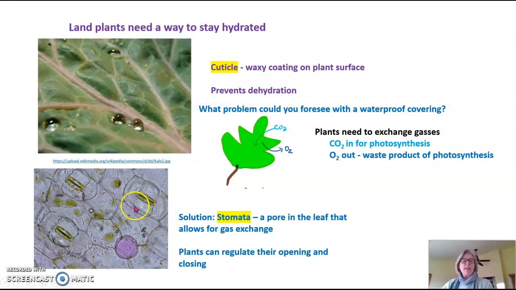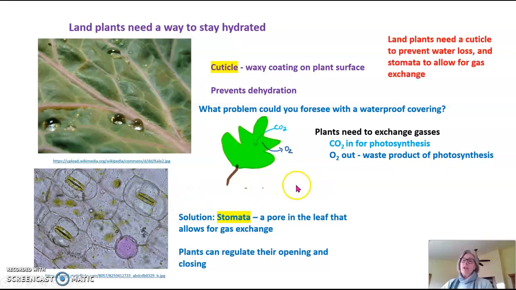And then you can see this additional structure that almost looks like a mouth. This is a stomata. It's a pore in the leaf that allows for gas exchange. And plants can regulate their opening or closing, so when they need to let oxygen out and carbon dioxide in, they can open their stomata. But if they happen to be in a very warm, dry environment, and want to keep their stomata closed so they don't lose too much water, they can do that too.